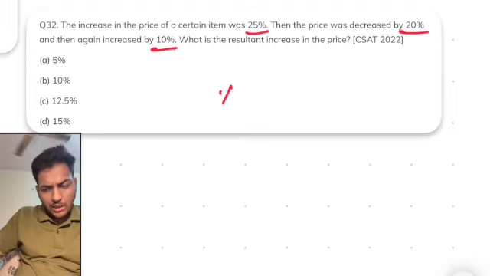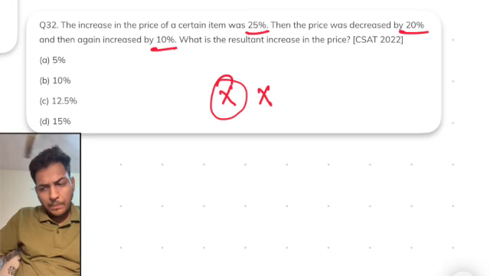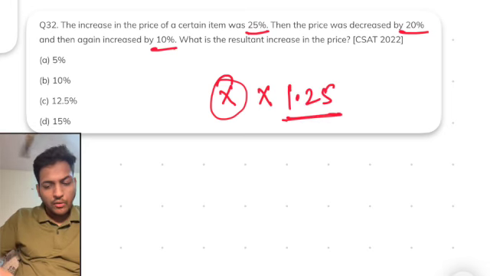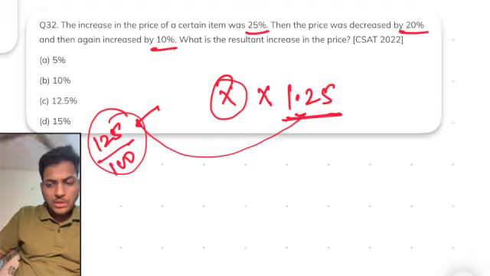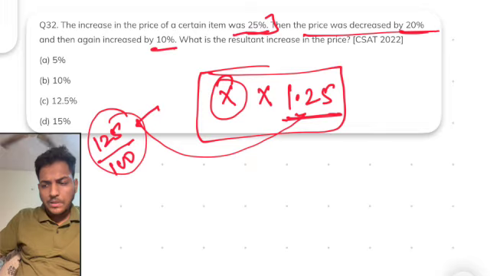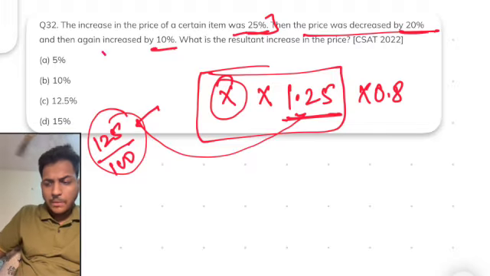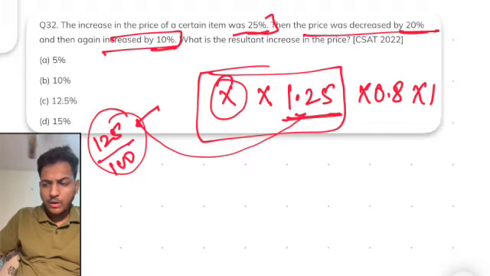Suppose x is the initial price. For increasing by 25%, what do we do? We multiply by 1.25. Kindly follow the first lecture. For a 25% increase, we multiply by 125 by 100, which is nothing but this. So this is the new price. Now again we have to decrease by 20%, we will multiply by 0.8. Again we have to increase by 10%, we will multiply by 1.1.